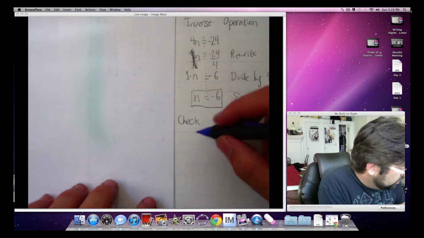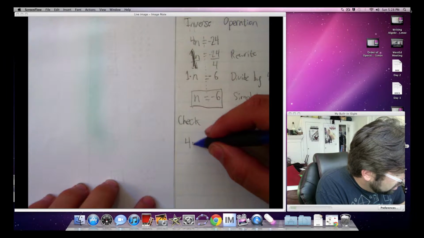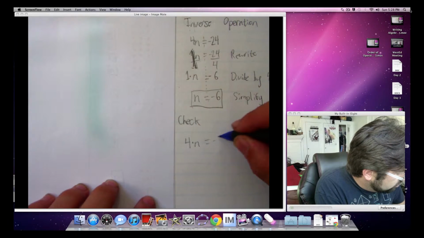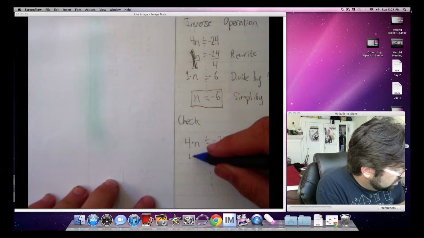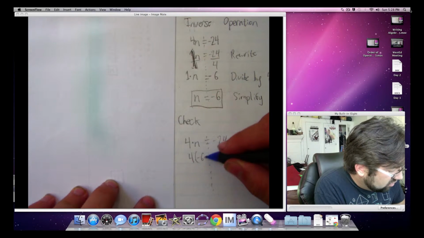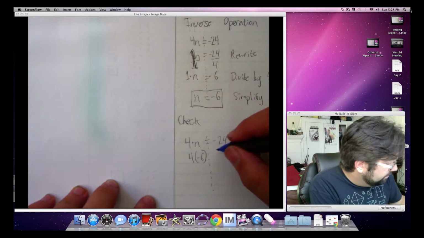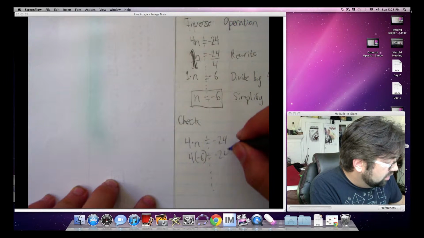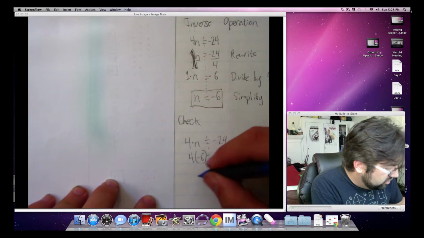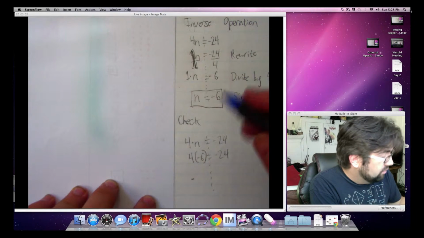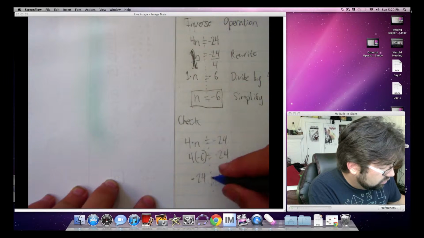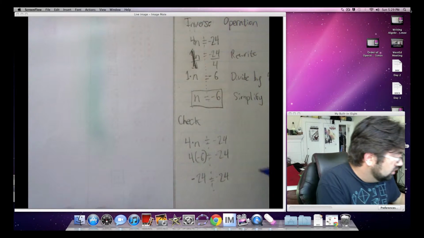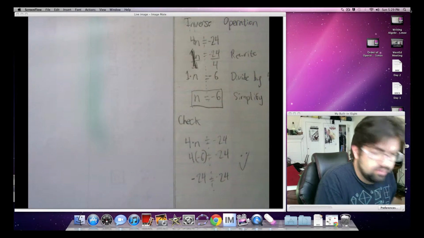Our check: 4 times n is equal to negative 24. Let's put a little balance sign right here. 4 times negative 6, because n is equal to negative 6, right? Is equal to negative 24. A positive times a negative is a negative, and 4 times 6 is, yep, 24. So we have negative 24 is equal to negative 24, so we're good. My check and a smiley face.